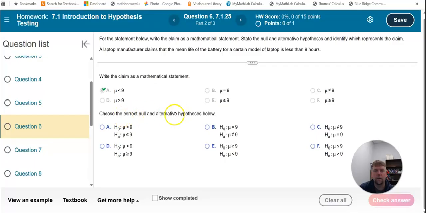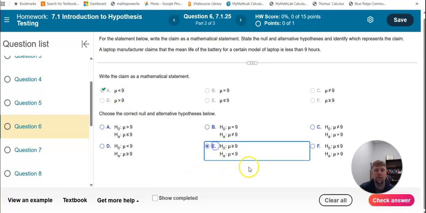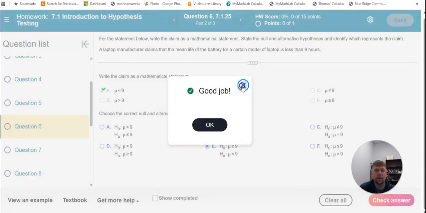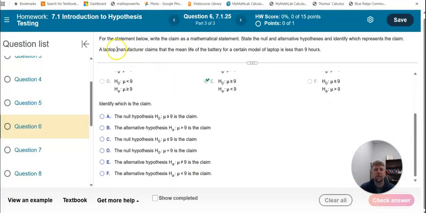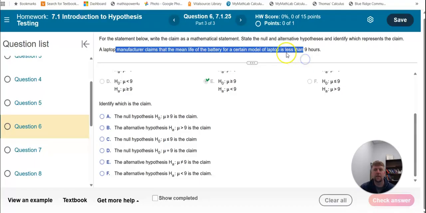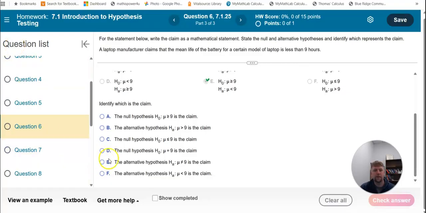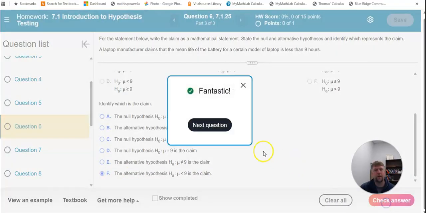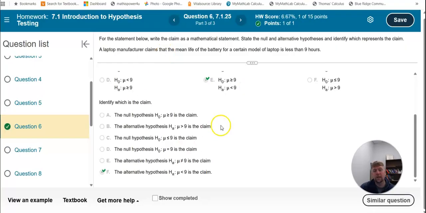All right, null and alternate, just like before. This is strictly less than, so that's the alternate hypothesis. The opposite of that would be greater than or equal to, which would be my null. All right, the claim this time is the alternate hypothesis because it's strictly less than. The mean is less than 9. So that would be F down there at the bottom.